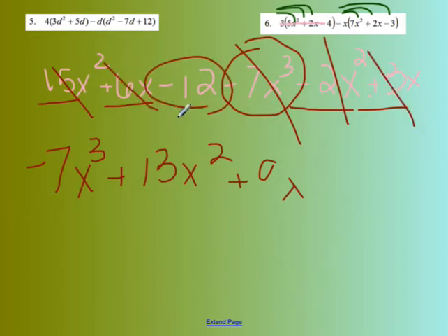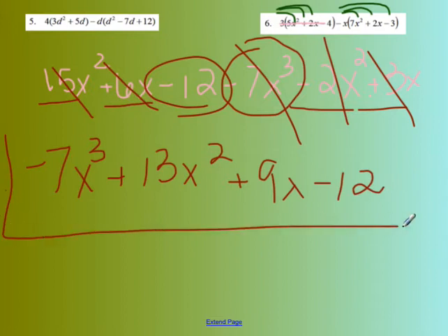Last but not least is that constant coming down at the end, and that's going to be negative 12. So here's my final answer, again with my exponents going in descending order.